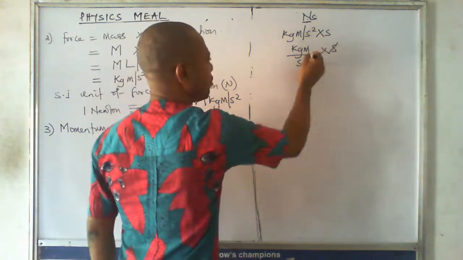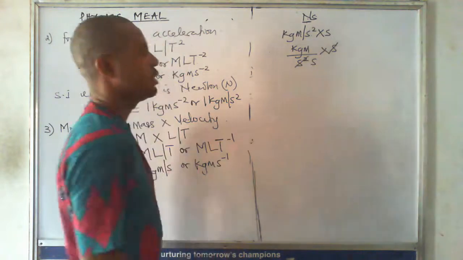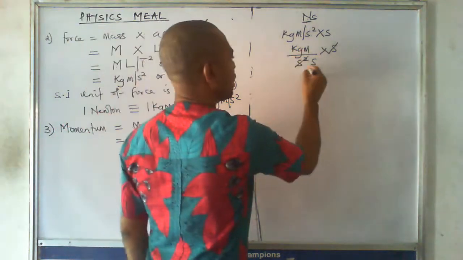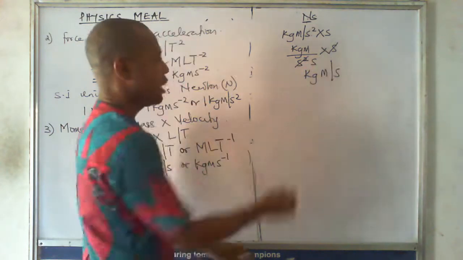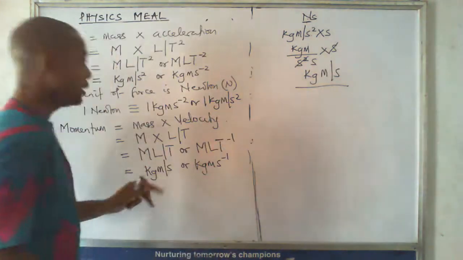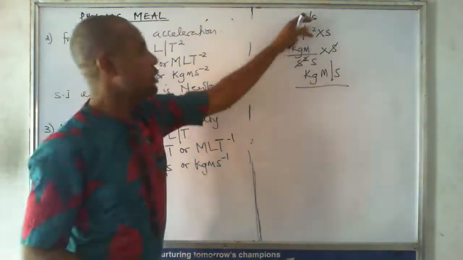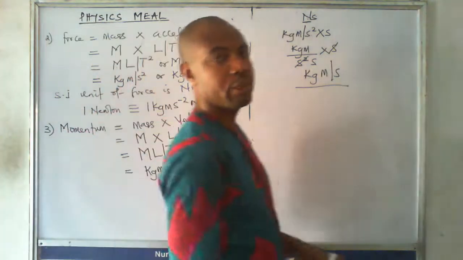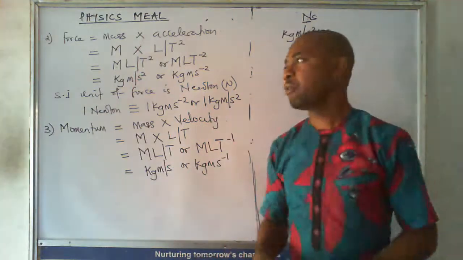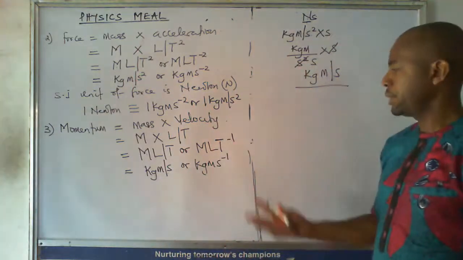Now, a second cancels one of these seconds in the denominator. So we are left with what? Kilogram meter per second. Now you see, this is this. So Newton seconds is equivalent to kilogram meter per what? Per second. It's equivalent to kilogram meter per second.